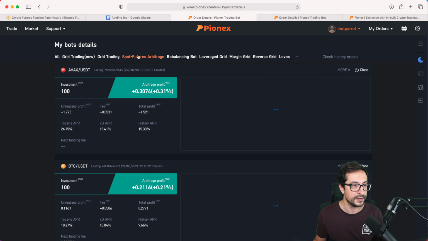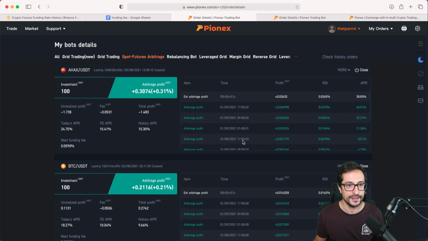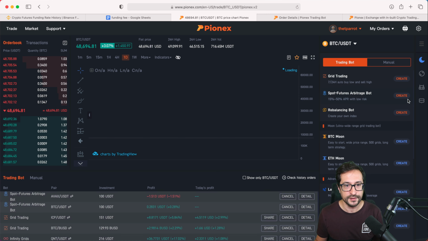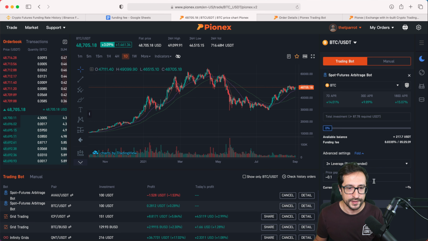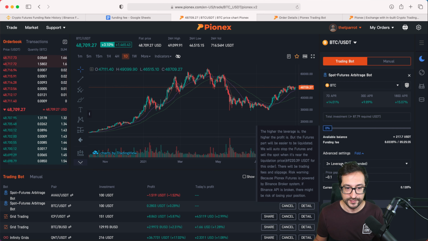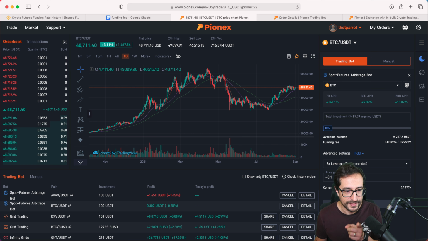You can also filter here like that, and you're going to see it in an expanded way. Again, if you want to create another one, you go to trade, spots, futures, create, and you're going to find it here. Now, you're probably wondering, what are these advanced settings? We already explained the 2x, 3x. The 2x is the recommended, but then there's this interesting guy here called the price gap control.